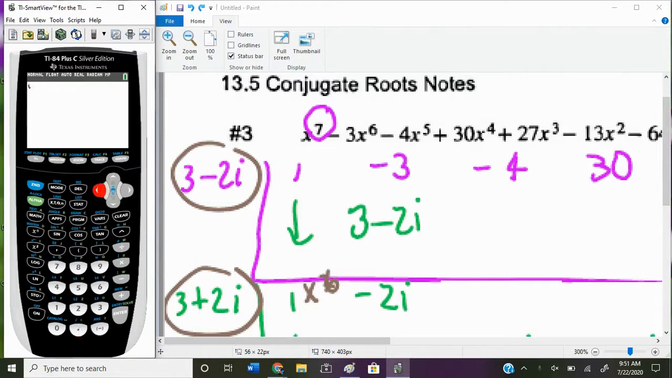So we can do any operations like add, subtract, multiply, divide with i's. So we're going to multiply the negative 2i times 3 minus 2i, just the way we see it.